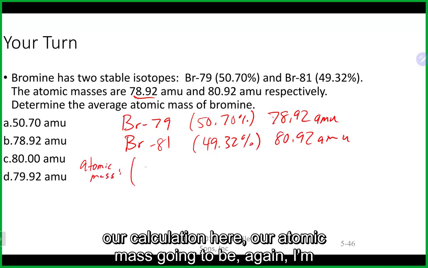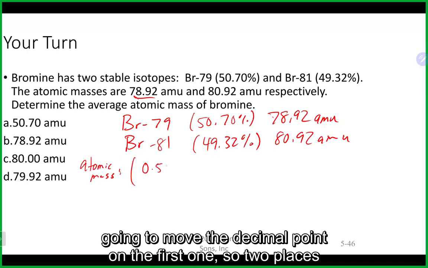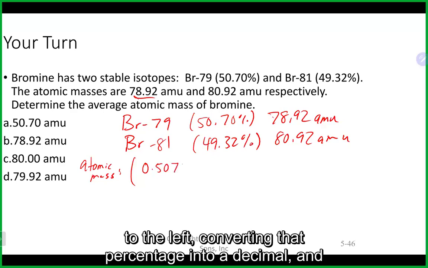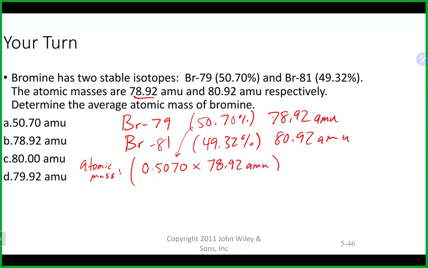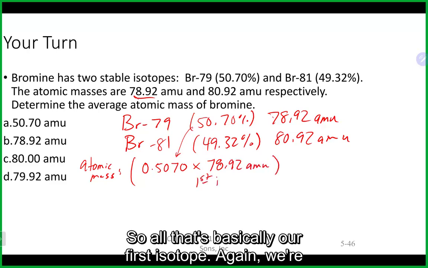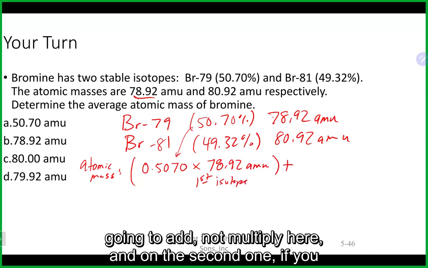is going to be, again, I'm going to move the decimal point on the first one 2 places to the left, converting that percentage into a decimal. And I'm going to multiply it by the atomic mass of our first isotope. So that's basically our first isotope. Again, we're going to add, not multiply, here.